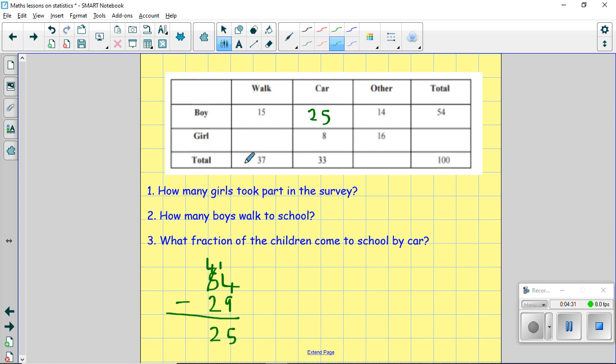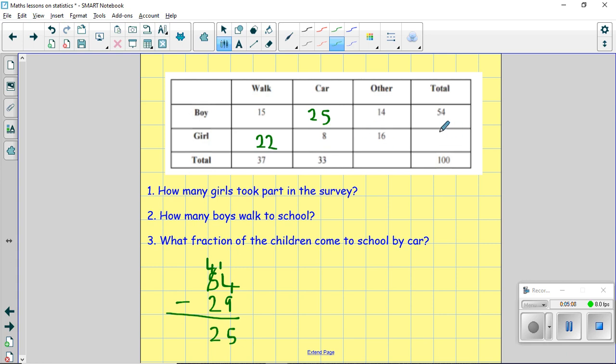Right then, let's have a look at girls. So how many girls walk? Well, 8 come by car, 16 come by a different mode of transport. Now I don't know the total yet, so I can't work that one out using the information in this row. I can work it out by looking down in the walk column, because if there's 37 children walk all together, 15 of them are boys, then the rest must be girls. So I can just do this in my head, because I know 37 take away 15, take away 10, I get 27, take away 5, I get 22. And if I did add it up, 15 and 22 would be 37.